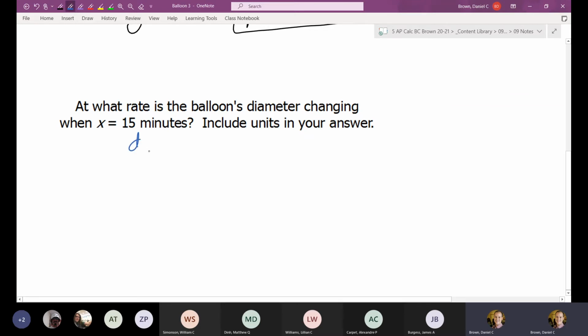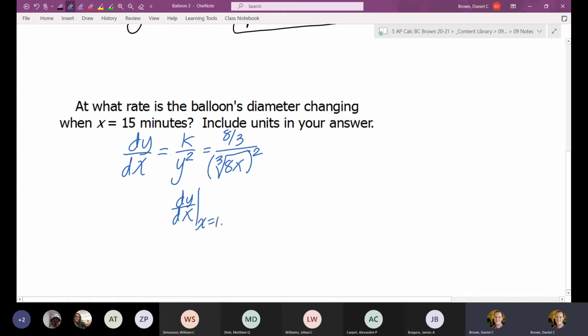dy/dx, and again, we already wrote that equation. dy/dx was k over y squared. Well, we did find k already. K was that 8/3. We are plugging in 15, but that's the x value, so we do need to plug that into the y value squared. What was the y value? The cube root of 8x. So it's kind of an ugly dy/dx once you plug everything in. And then we just want to find the rate of change when x is 15.